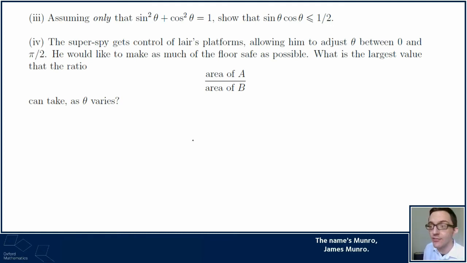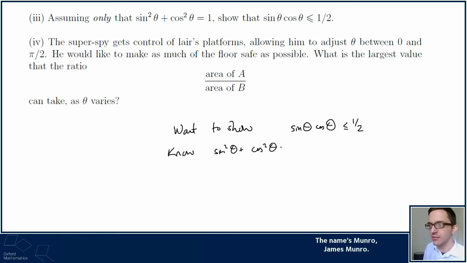Here's how I would do this. Here's what I want to show. And on a scrap of paper or something, I'd write down what I want to show. I want to show that sine theta cos theta is less than or equal to 1/2. Well, what do I know to be true? So I know that sine squared theta plus cos squared theta equals 1. So I've got to find some sort of thing that relates these items together. You know, I've got to find something that relates the thing I know with the thing I want.